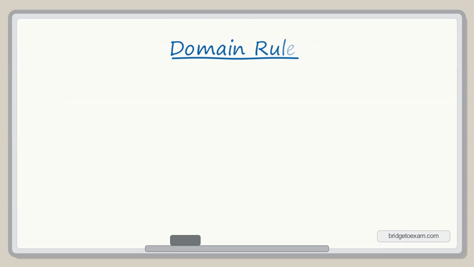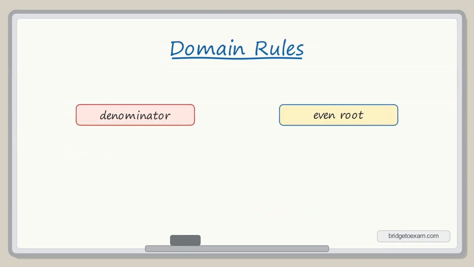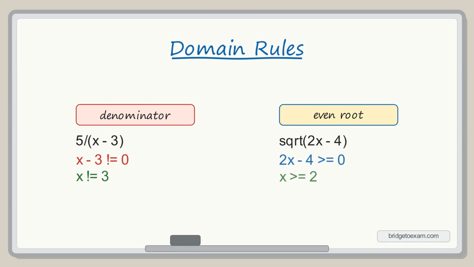Domain is the set of allowed inputs. Denominators cannot be zero. Even root radicands must be non-negative. Polynomials, absolute value, and odd roots have no such restrictions.